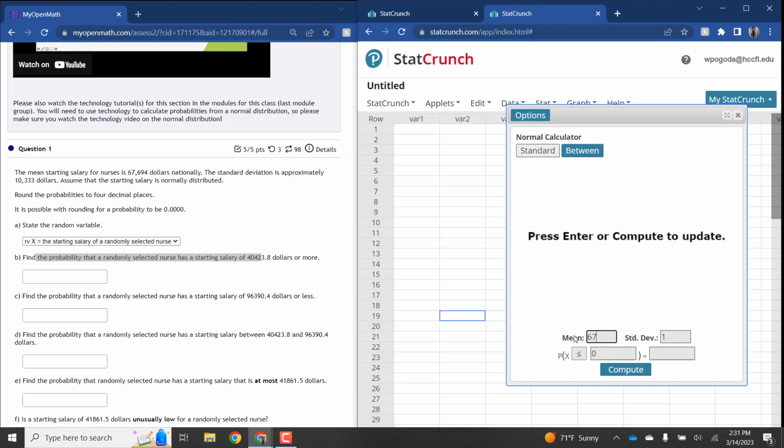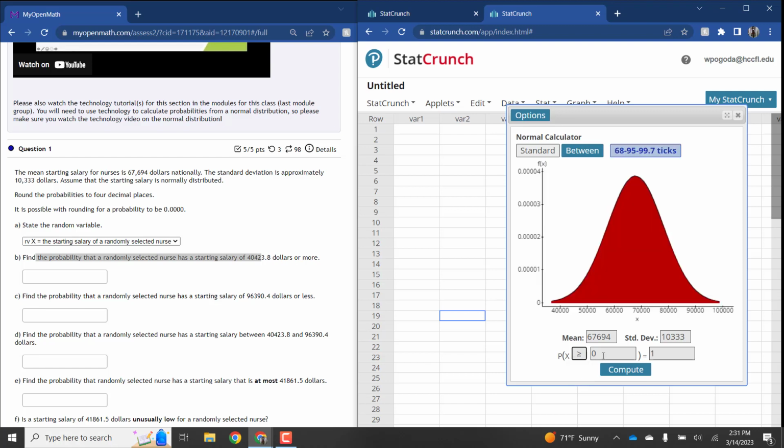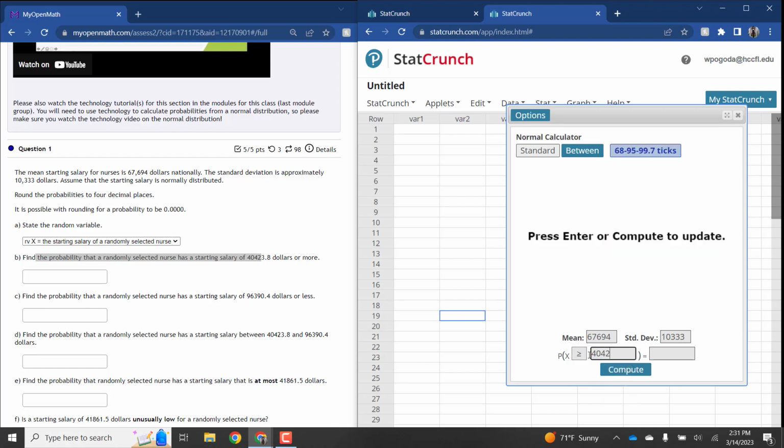So the mean is $67,694 and the standard deviation is $10,333. For this question, we want to find the probability that a starting salary is greater than $40,423.8. So I'm going to change my symbol to the greater than or equal to symbol and type in the number 40,423.8. Then when you click compute, the answer will appear in this box on the right.